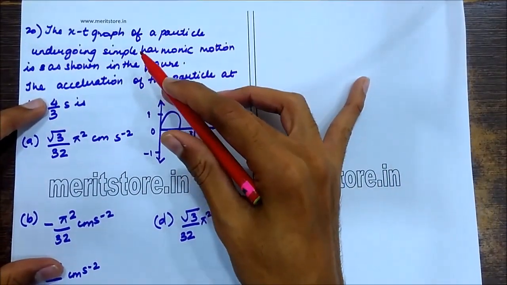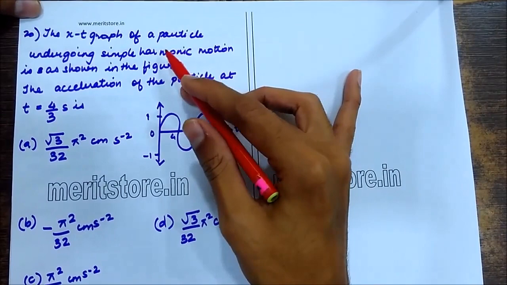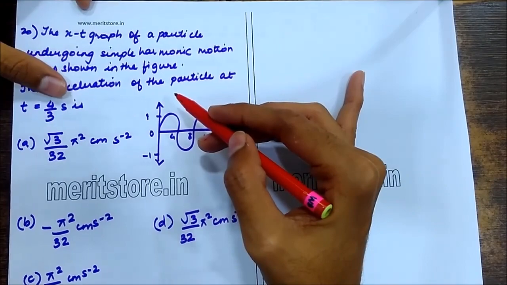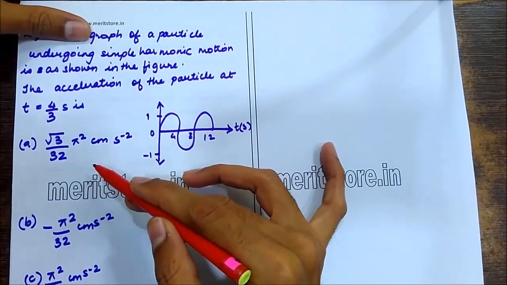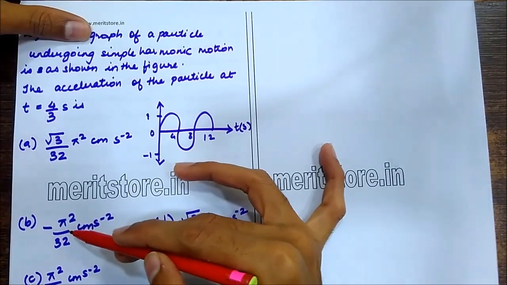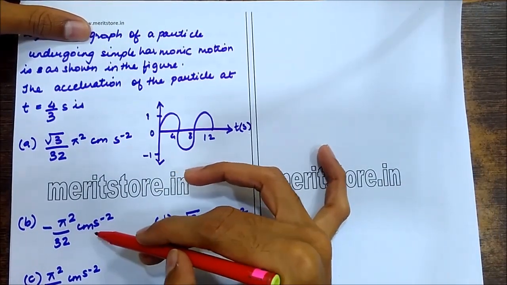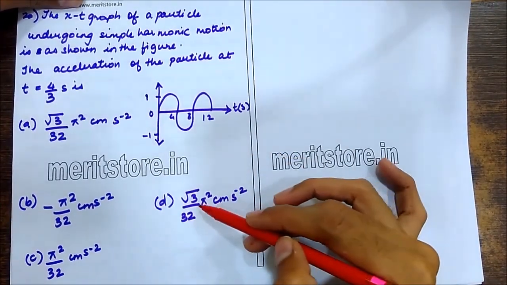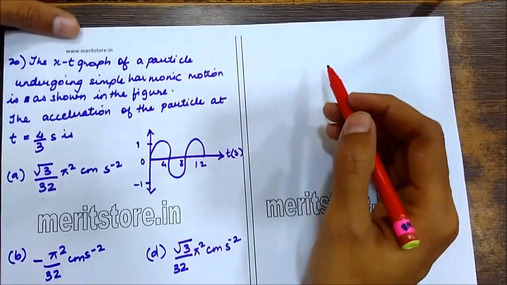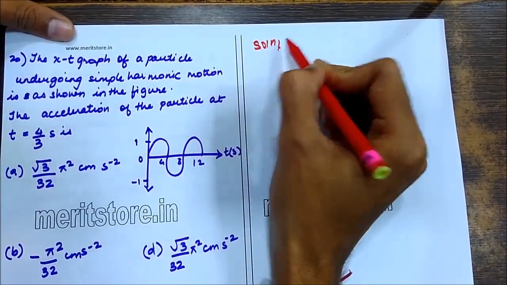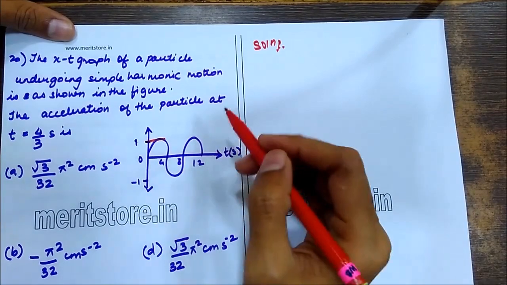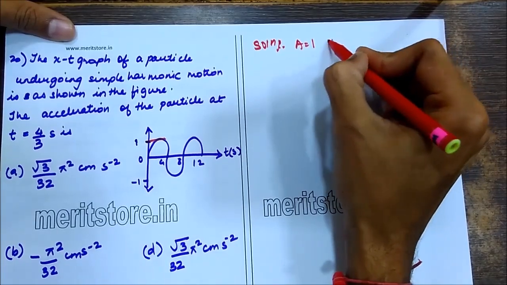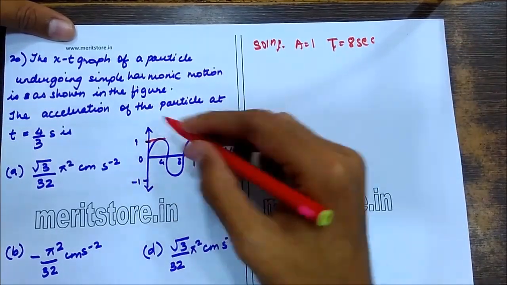Okay, the x-t graph of a particle undergoing simple harmonic motion is as shown in the figure. The acceleration of the particle at t equal to 4/3 seconds is: the options are root 3 by 32 pi square centimeter per second square, minus pi square by 32 centimeter per second square, pi square by 32 centimeter per second square, or root 3 by 2 pi square centimeter per second square. Okay, so here we have been given the graph. In this graph, the amplitude is equal to 1, and at time T equal to 8 seconds there is one complete oscillation.